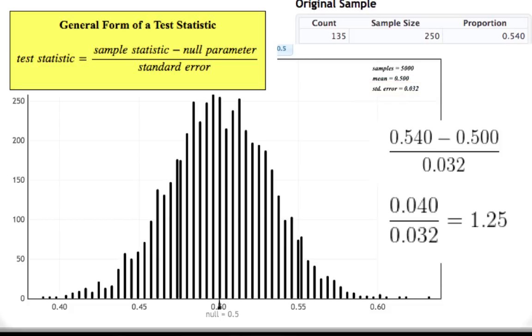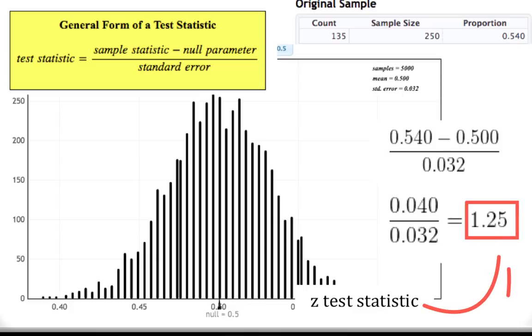First, we solve the numerator, so we find the difference between the observed sample statistic and the hypothesized parameter, and then we divide that by the standard error, giving us a test statistic of 1.25. In this case, this is a z-test statistic. In order to find our p-value now, we could construct a z-distribution, so a standard normal distribution with a mean of 0 and standard deviation of 1. And we could find our p-value by finding the area that is more extreme than z equals 1.25.